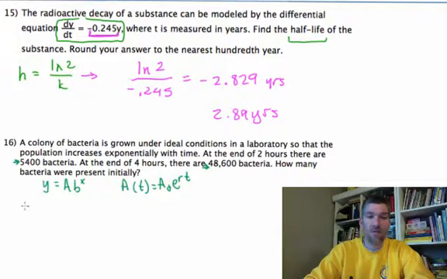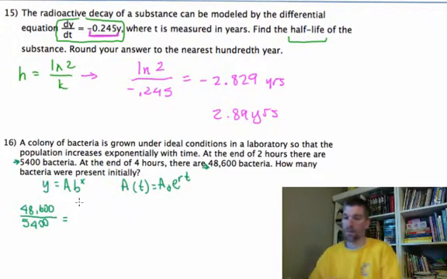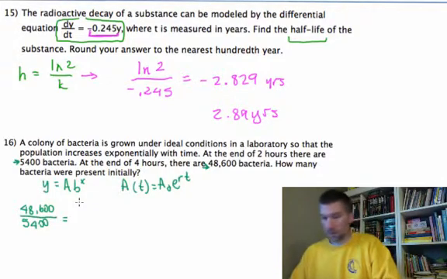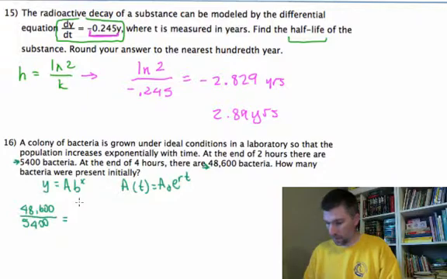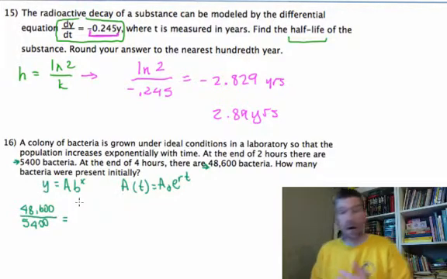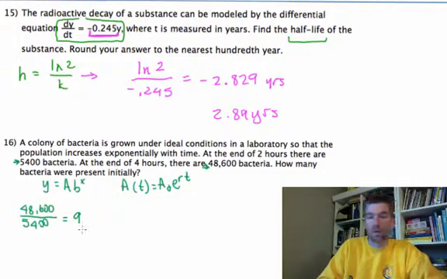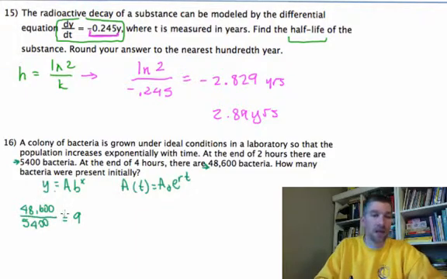So if I take that 48,600 and I divide it by 5,400, check it out, I'm going to get 9. All right. So if you think about this, what's happening is we're getting some number, we're multiplying it again, we're getting another number, and we're going to multiply it again to get another number.